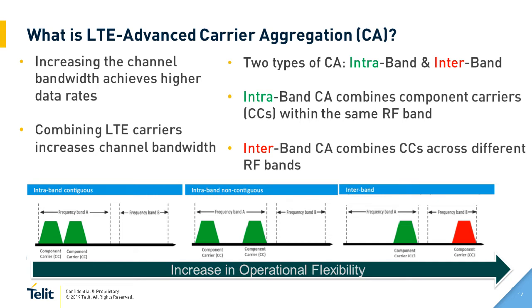As you can see, when you go from intraband to interband, you're basically increasing the probability and the operational flexibility that you have, where no matter where you are in an urban setting, there's a high likelihood that you will find a network from a carrier that has deployed this technology.